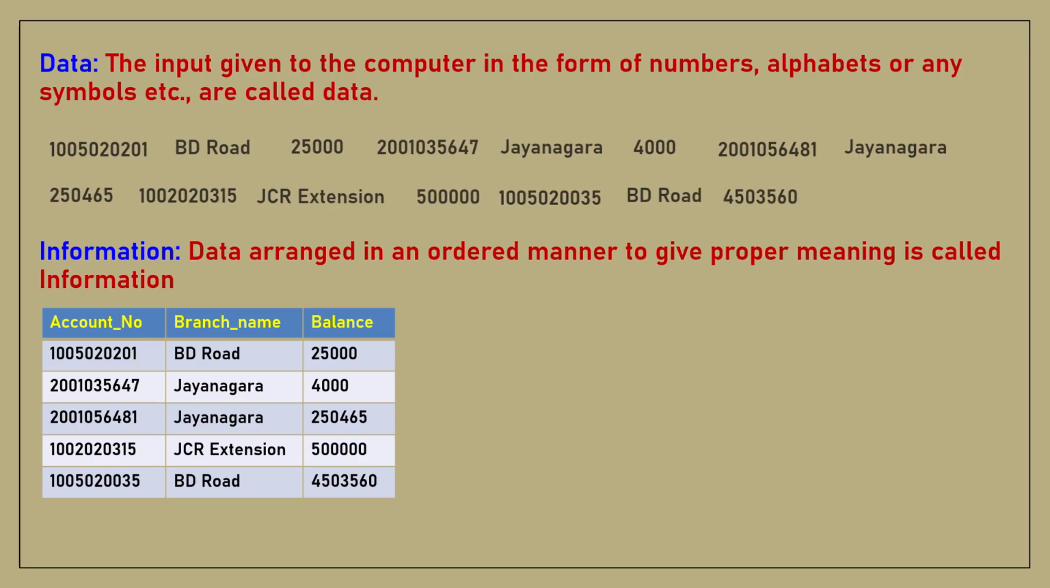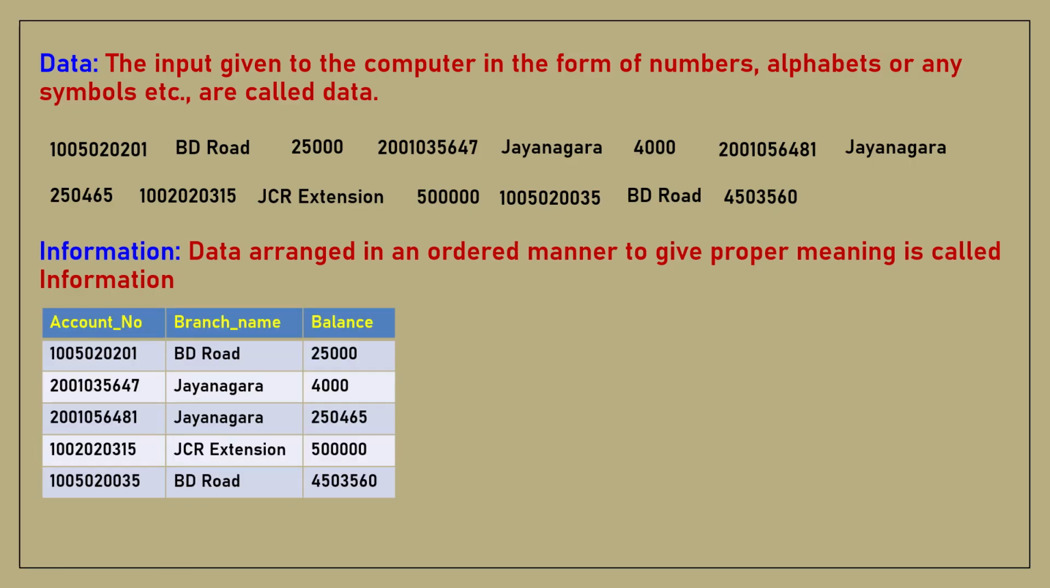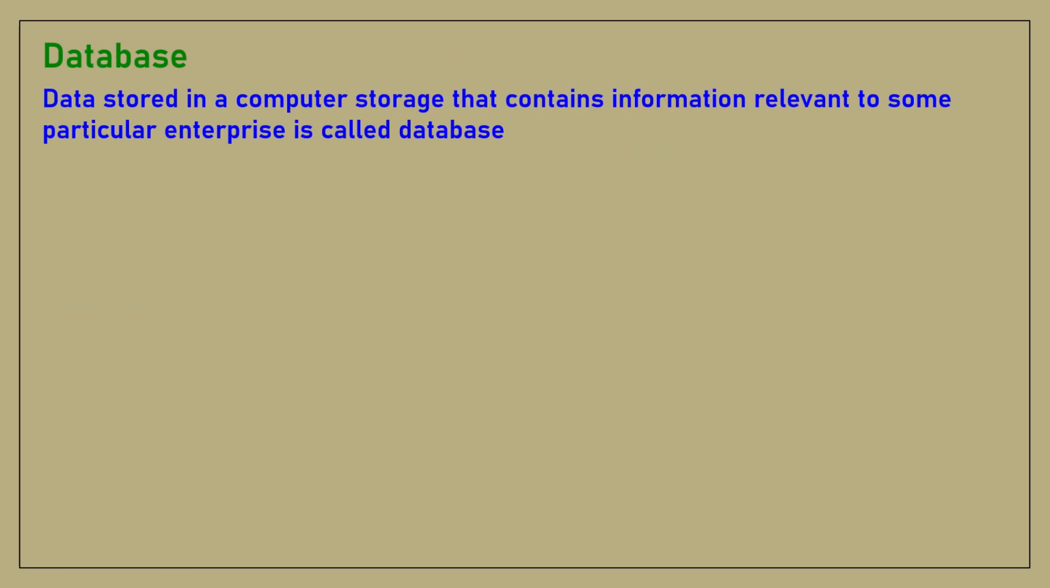You can observe in the screen that the data that cannot give proper meaning, arranged in a proper manner in the table, gives more information. Data stored in a computer storage that contains information relevant to some particular enterprise is called database. Give an example of a banking database.